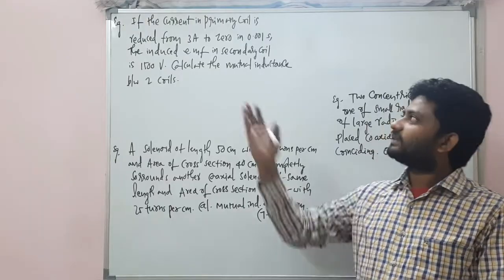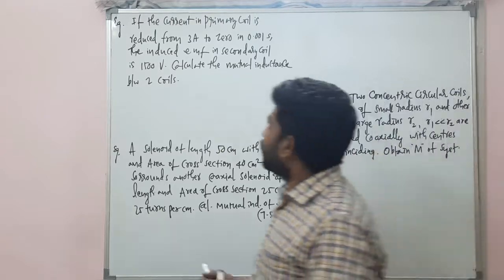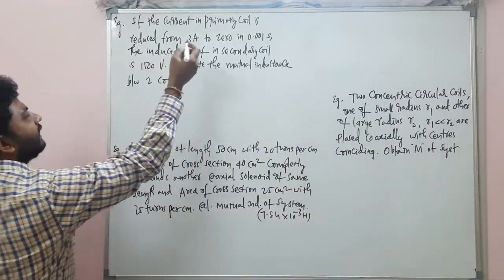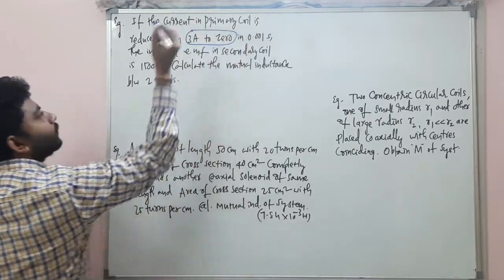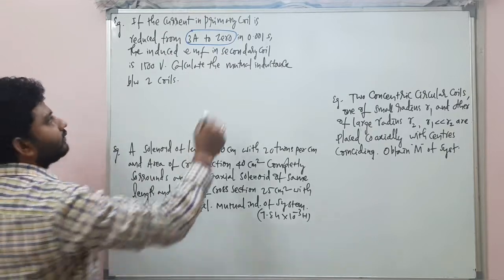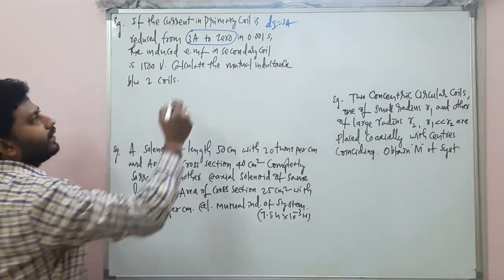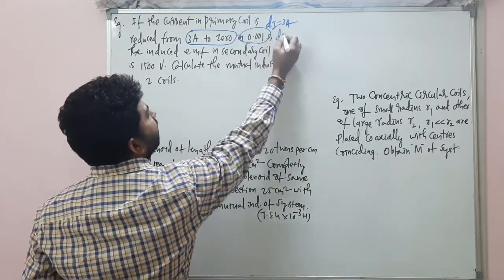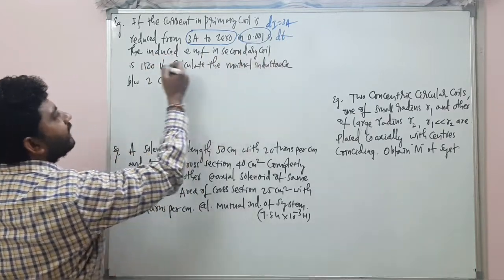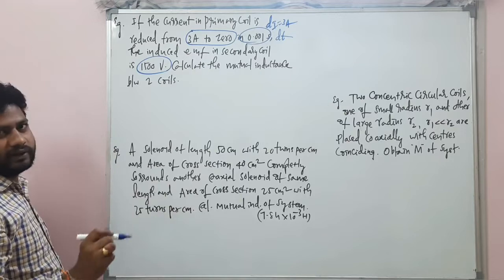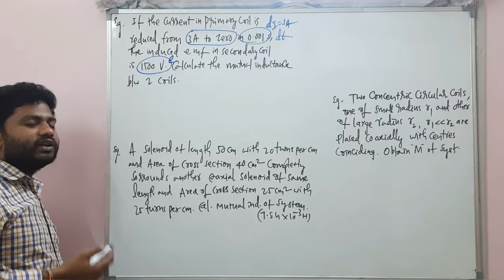Alright, my dear students, let's have a look at the numericals based on mutual inductance. Number 1. If the current in the primary coil is reduced from 3 amperes to 0, what is the change in current here? It's clear, the change in current is 3 amperes. In time, dt is also given, 0.001 seconds. The induced EMF in the secondary coil is also given. Now this is E. Calculate the mutual inductance between the two coils.